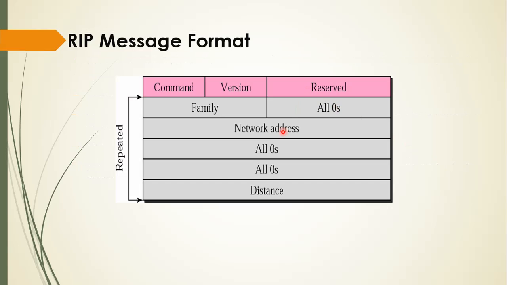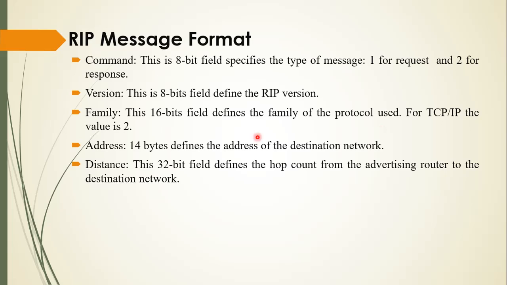Okay, so network address. It defines the destination address. Next is distance. This 32-bit field defines the hop count from the advertising router to the destination network. So how many hops they have to travel from source to destination, that is the distance.